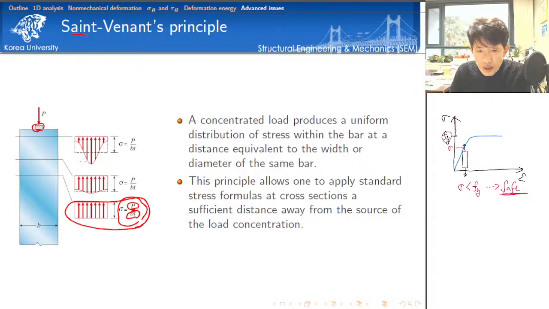But in this principle, the stress concentration by the concentrated load quickly decays away to produce an almost uniform distribution of the normal stress. Typically, within a distance equivalent to the width or the diameter of the bar, we can assume that the stress distribution is almost uniform, as we consider in the one-dimensional example. Okay? So in reality, there is stress concentration.